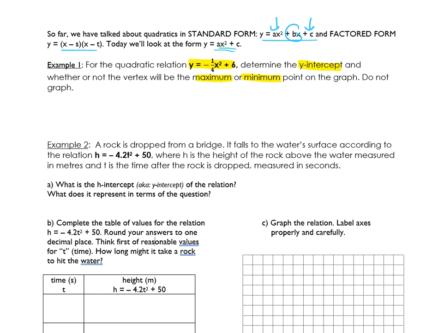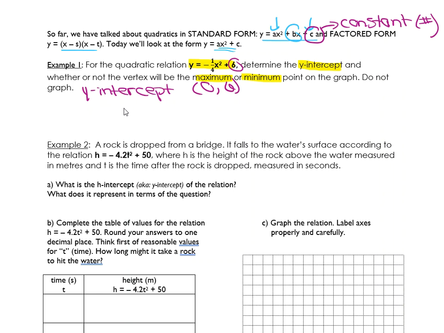We'll start with the y-intercept. Remember what the y-intercept is? The c value, that's the constant. The c value has no x with it, just a number. The constant is just a number. That's your y-intercept. So this is my y-intercept. I'll write it as a coordinate. The y-intercept has an x value of 0, and the y value is 6.